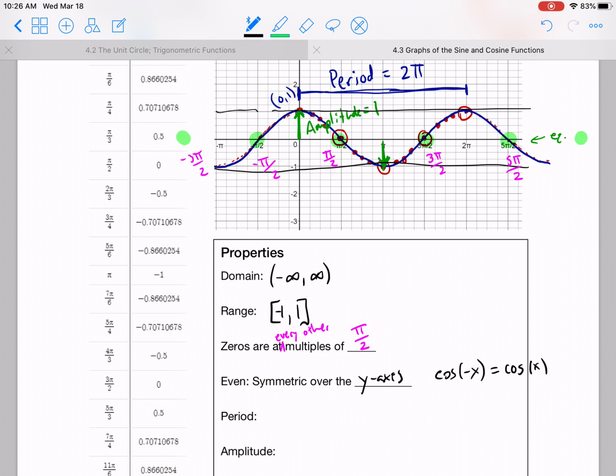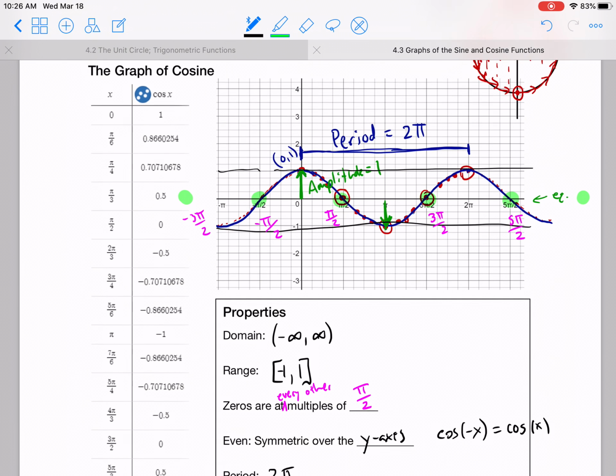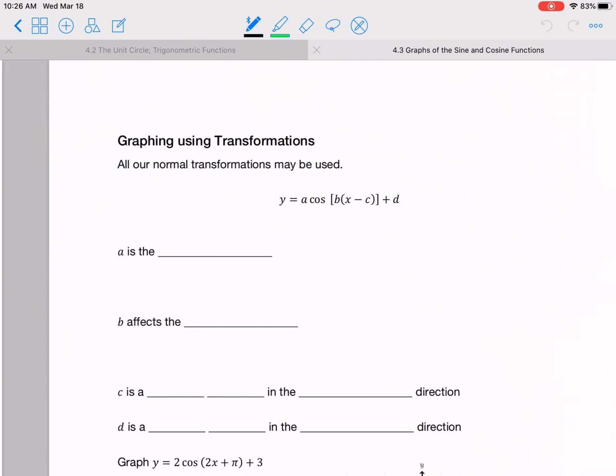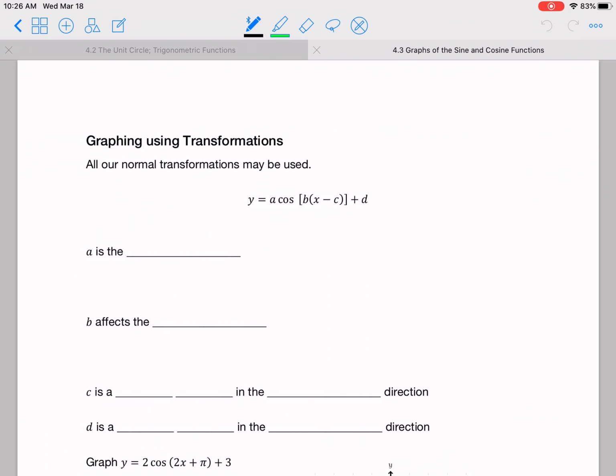And it has, again, a period of 2 pi, as we stated above, and an amplitude of 1. Okay? So once you get these two basic graphs done, these two waves, and know these properties of them, it's simply a matter to do these graphs of following the same transformation rules that we have done before.